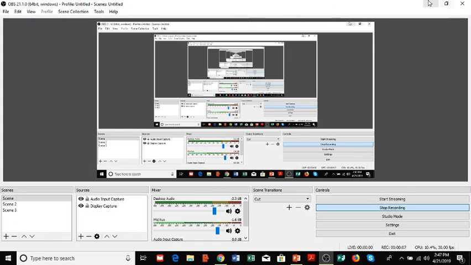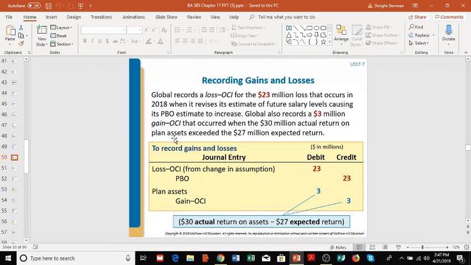So, starting part D. Here we're going to report our gains and losses. So again, we had this loss, this $23 million change in the PBO. So that's a loss. That was a given.